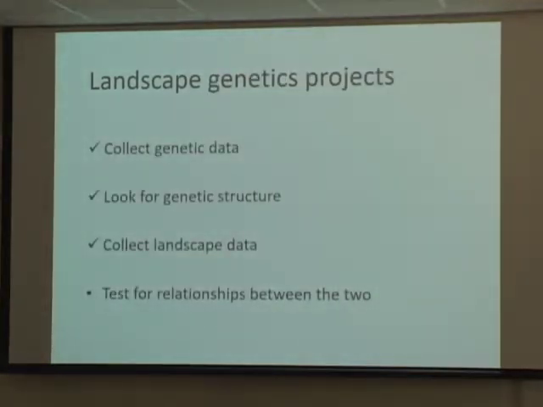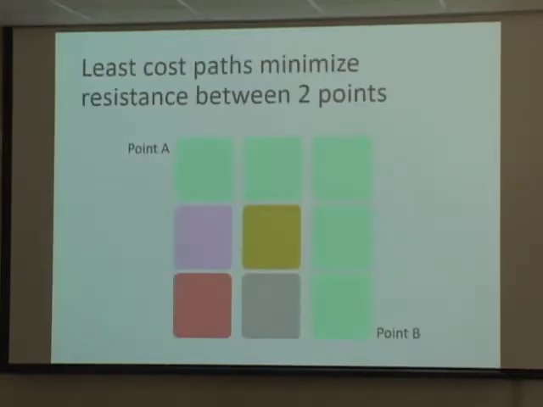So I've collected my landscape data, and the next step is to test for relationships between the landscape data and the genetic structure. So here I'm showing a small matrix where different landscape features are in different colors. This matrix is actually a resistance surface, which is a spatial layer that assigns a value to each feature, representing the degree to which that feature impedes or facilitates connectivity of an organism.